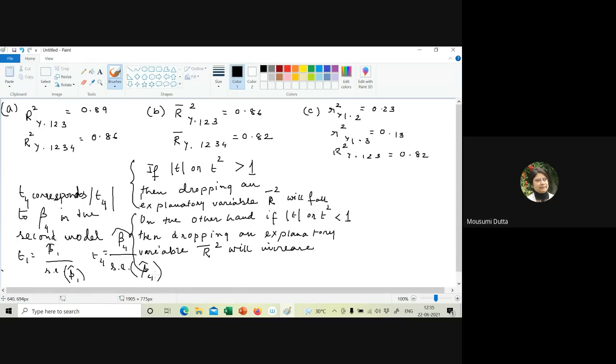Now the last one: r square y dot 2 1.2 is 0.23, r square y dot 1.3 is 0.13, and capital R square y dot 123 is 0.82. So what can we say? Is there any error, or is it uncertain because we have incomplete information? Anything can be the answer. We have to explain what is happening here.